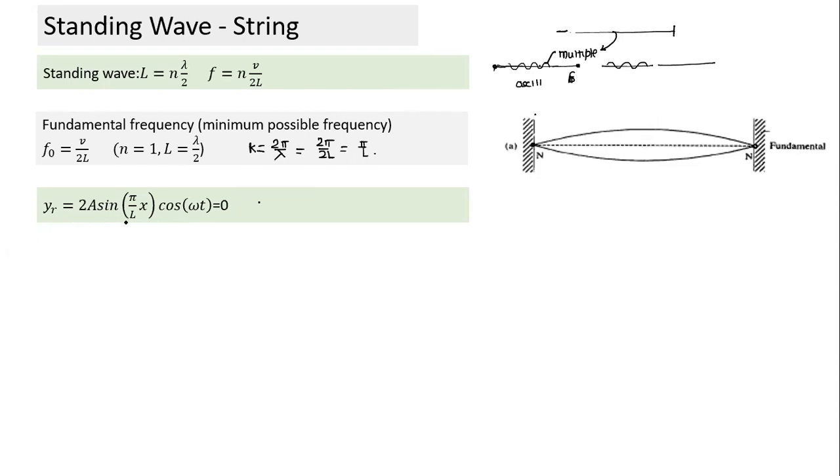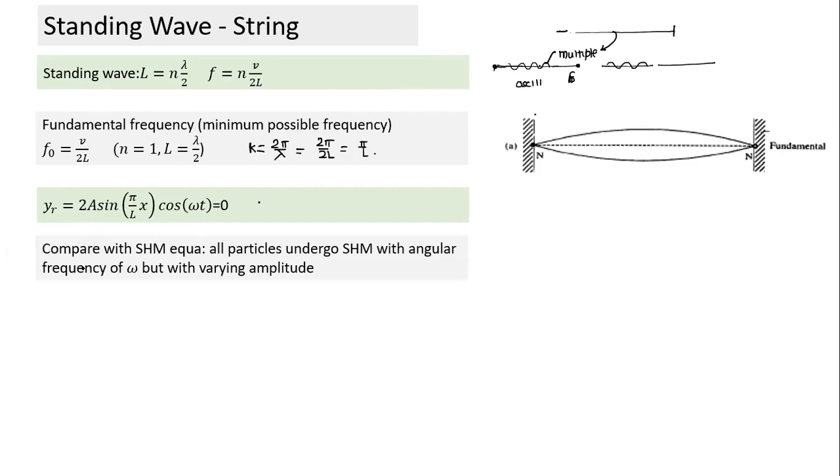If we compare this equation with our typical SHM motion, what does it give you? It gives you the motion of all particles on the string. If I substitute any particular value of x, it will give the motion of that particle, and how its motion varies with time. So if I compare with the SHM equation, what do we find here?